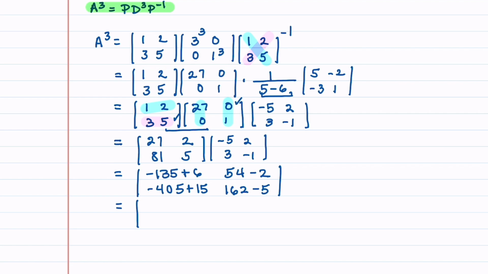Now we're going to take minus 135 and add 6. So that's minus 129. And then on the right, we get a 52. And then in the lower left, we have a minus 390. And then in the lower right, we have 157. And I'm going to highlight this because this is our final answer. That's what A cubed is equal to.